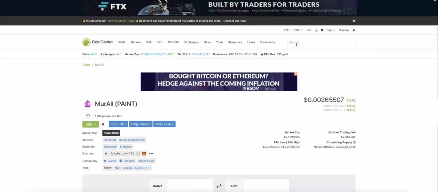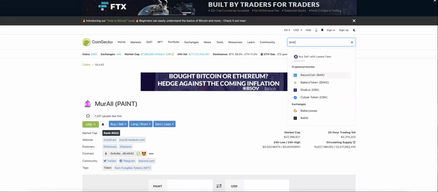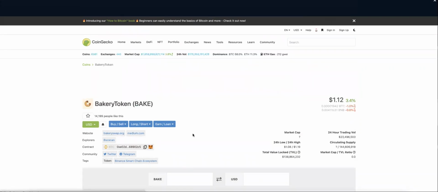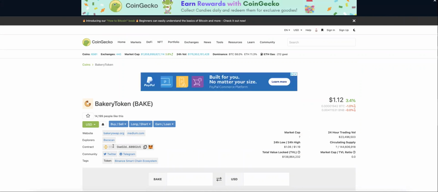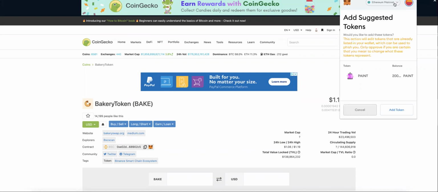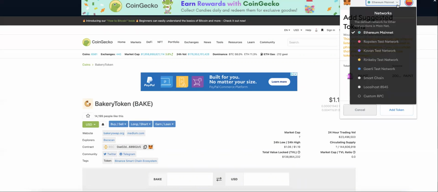If it's on Bake token, you see that Bake token is on BSC scan, which is the Binance Smart Chain network. So, like I said, you can configure Metamask to also interact with the Binance Smart Chain. And to enable you to do that, let me see if mine is already connected. So I already have Smart Chain here.